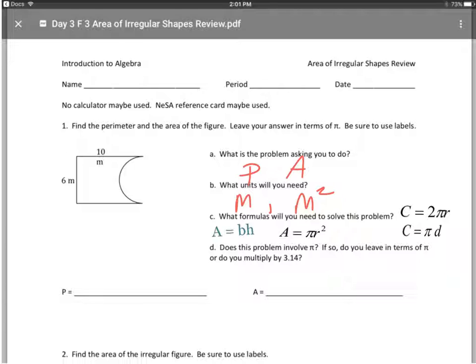Lots of formulas here I'm going to use today. When I'm finding area, I've got base and height. I've got area of a circle, circumference of a circle as well. Does the problem involve pi? If so, do you leave in terms of pi, or do you multiply by 3.14? This says up here, leave in terms of pi, so that's what we're going to want to do there.